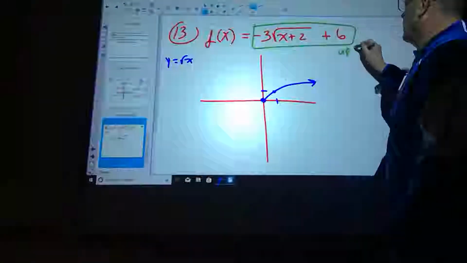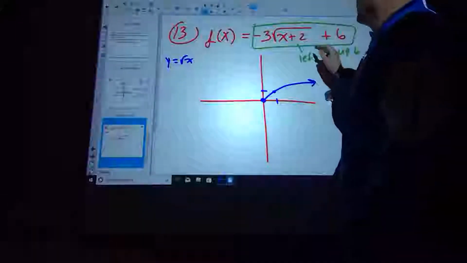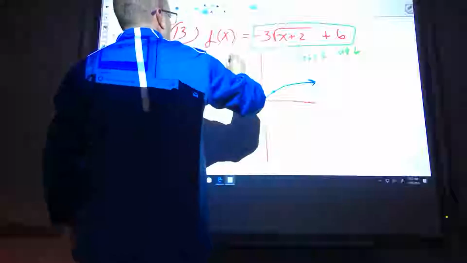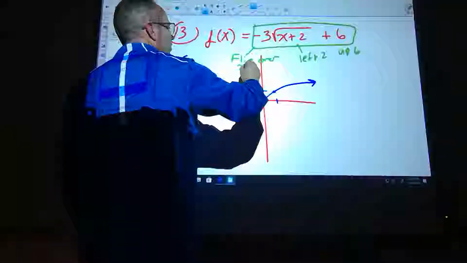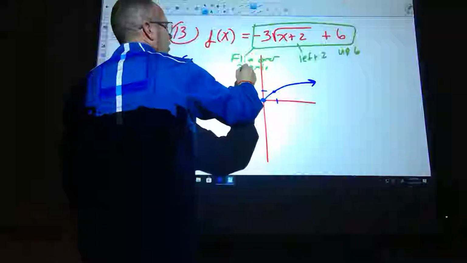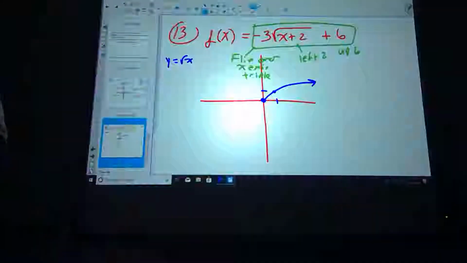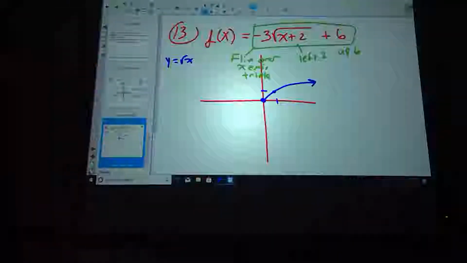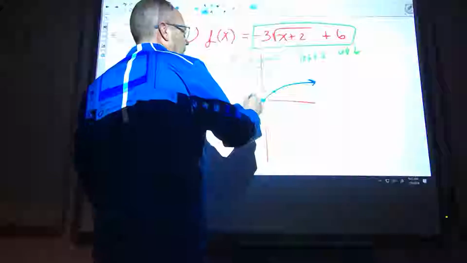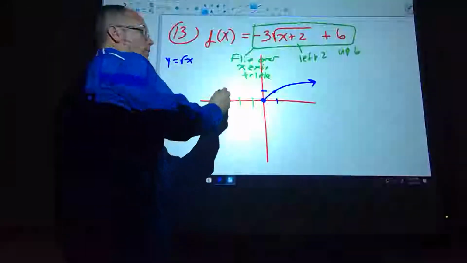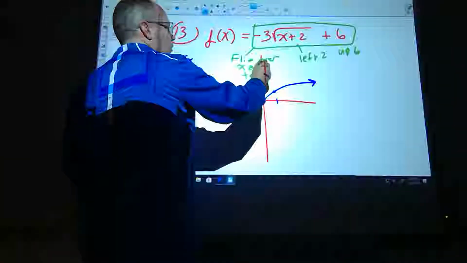So let's figure out. That means up 6. That means left 2. That means flip over the x-axis and triple, because there's just 3. Okay, let's figure out how to do that in a second. So my starting point will be left 2. Good so far? Up 6. 1, 3, 4, 5, 6.